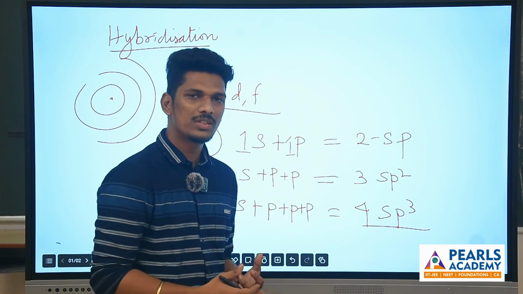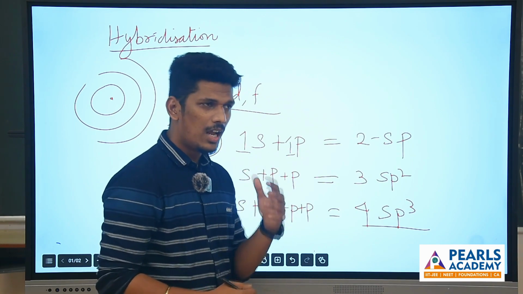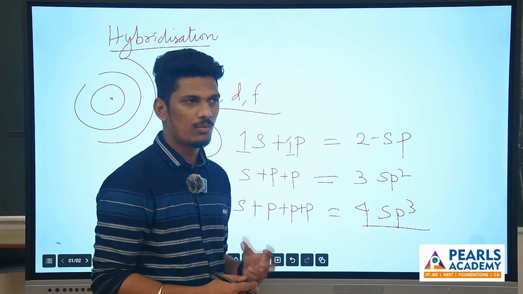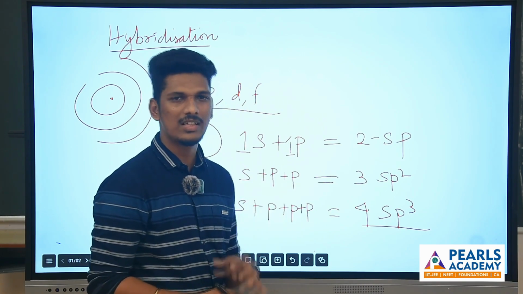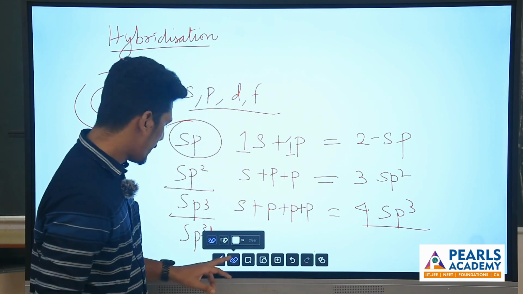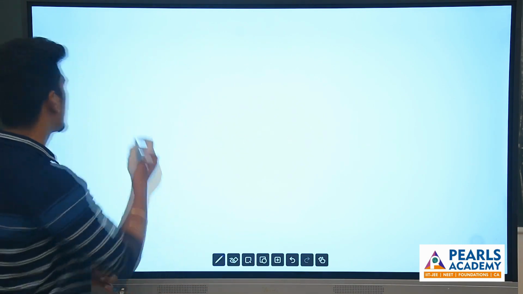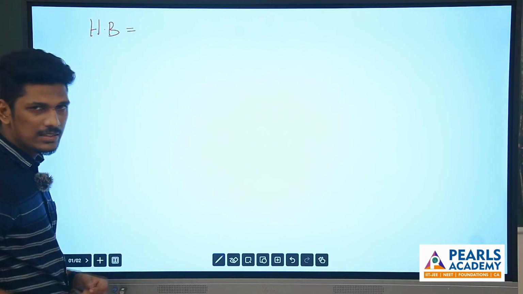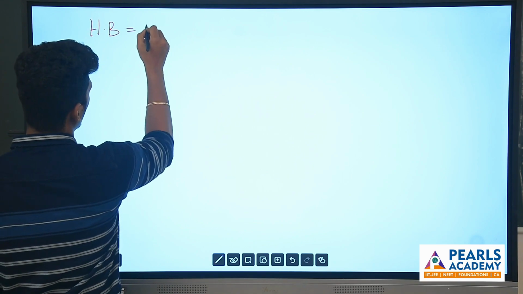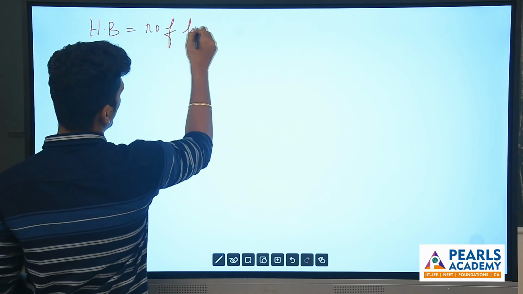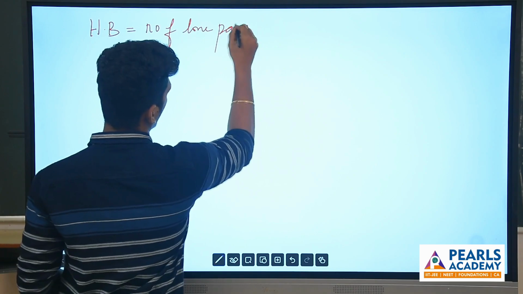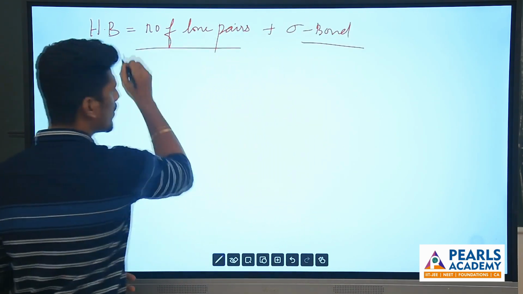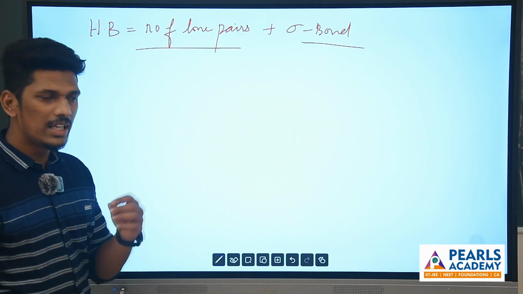Now what we are going to see is how to find the hybridization, what tricks and shortcuts there are, and the simplest way to find it. So we will go to the finding-out section. How to find the hybridization? The basic principle is that hybridization is the addition of the number of lone pairs and sigma bonds. We just calculate how many sigma bonds and how many lone pairs are there in a given compound.